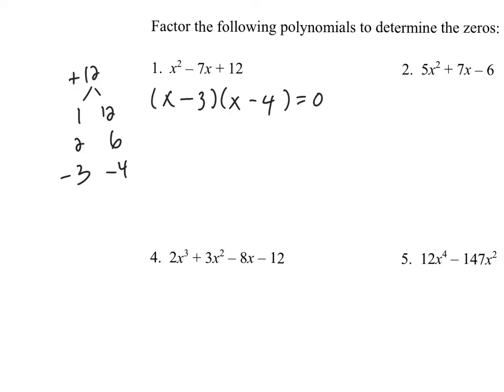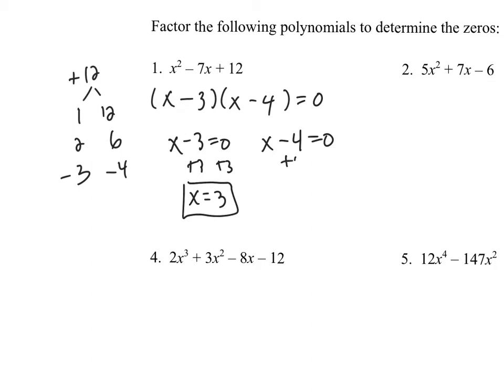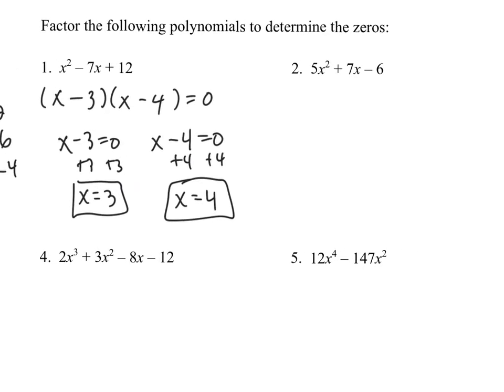So that means we're going to figure out when each of these equals 0. So we set them each equal to 0 and solve. Add 3 to both sides, we get x equals 3. Add 4 to both sides on this one, and we get x equals 4. All right, let's look at number 2.